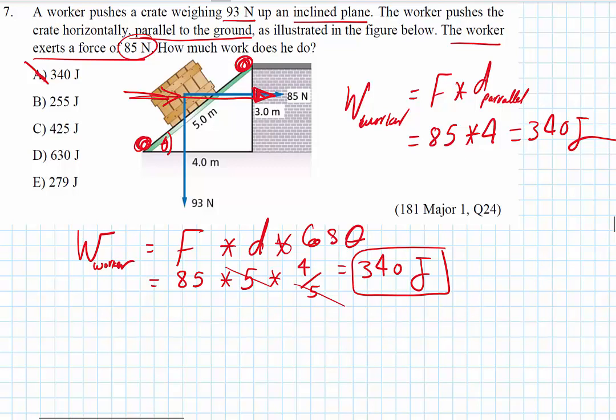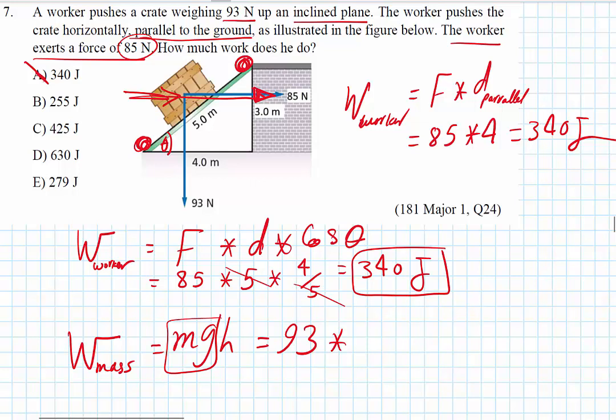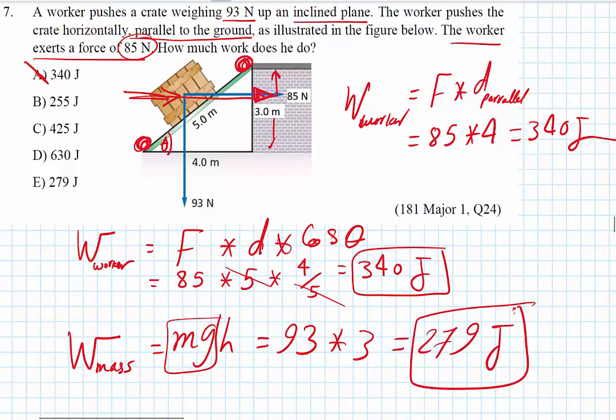So what's the work done on the mass? The work done on the mass is mgh. The mass times gravity is the weight of the object, which is given here, 93 Newton, and the height here is 3 meters. So it will be 279 joule. This is the output work.